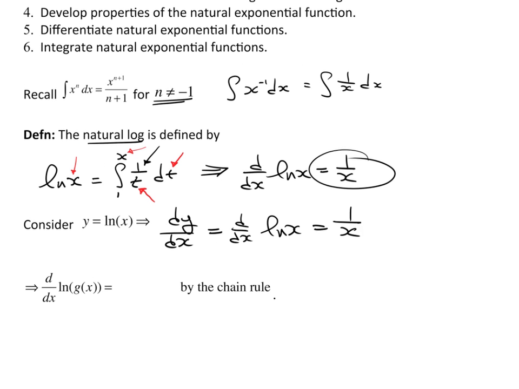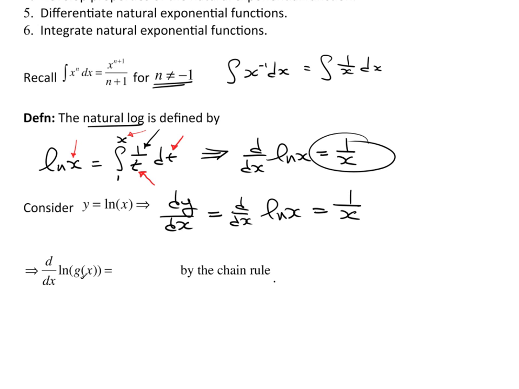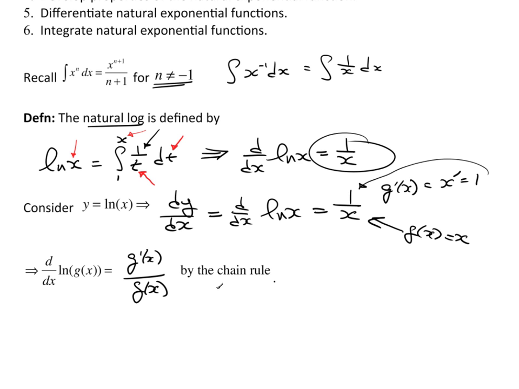Now, if I have a situation where I have the log of a function of x, not just x, then by the chain rule, the derivative of the log of g of x is going to be g prime of x over g of x. Obviously, if I apply the chain rule with just x, the derivative of x is just 1. And that's really what I have here, because I can think of g of x as simply equal to x, and so g prime of x equals the derivative of x, which is just 1, which is exactly what I have written there.